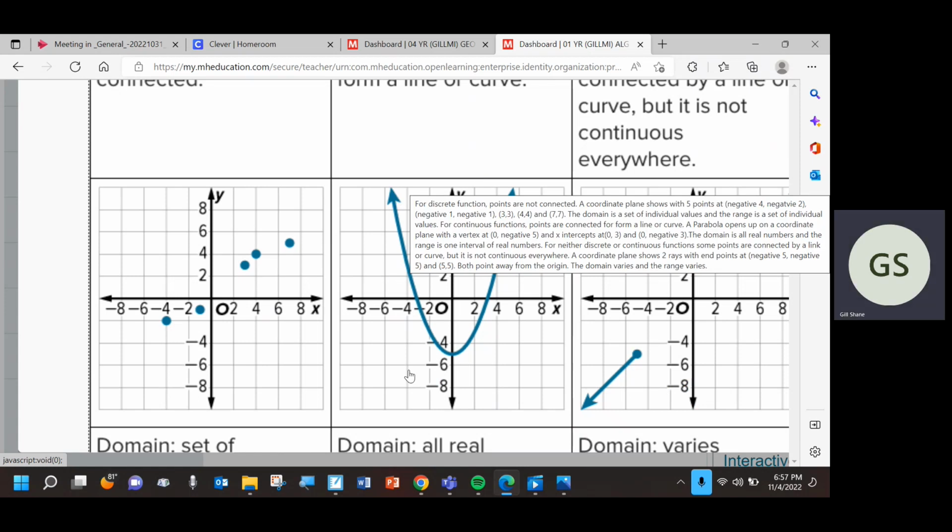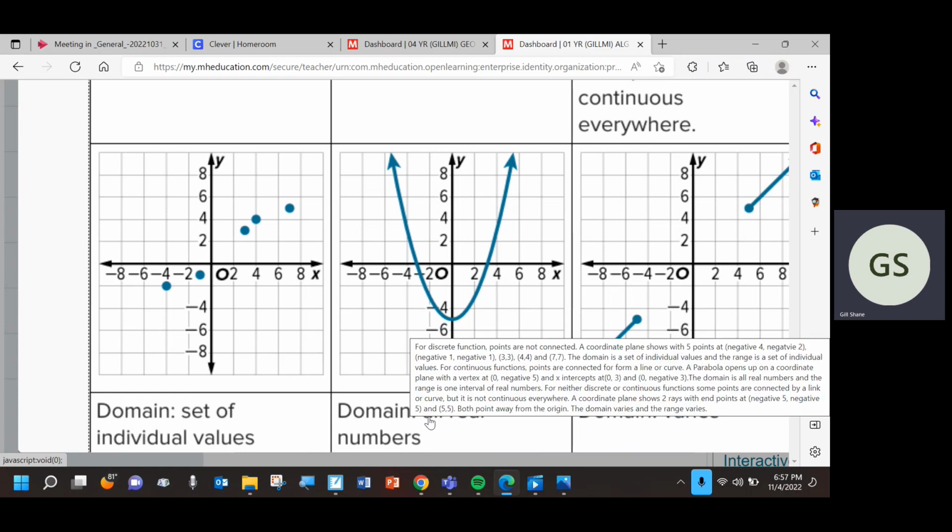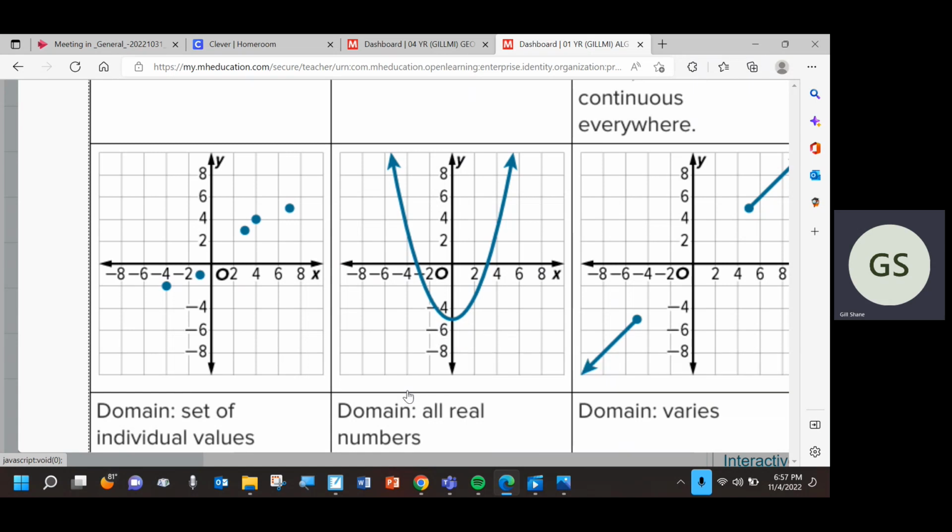So from a standpoint of the domain, it's all real numbers. Like I said, every x value that exists. We talked in class about how to draw that. You could say it's from negative infinity on the left, and then x would be in the middle, and then positive infinity would be on the right. So again, all real numbers will work there. That's the way you'll normally see.